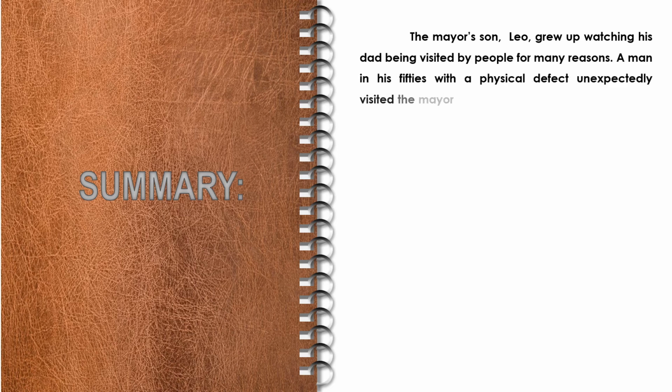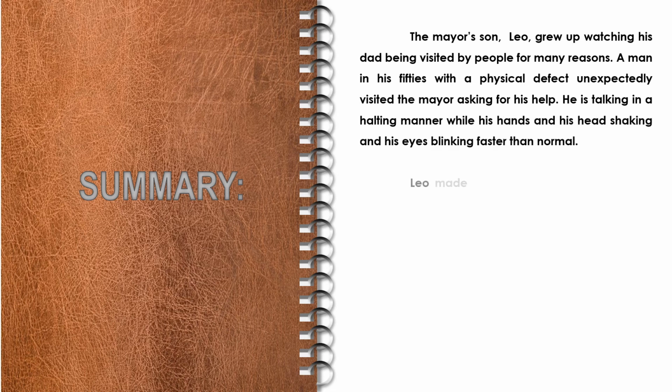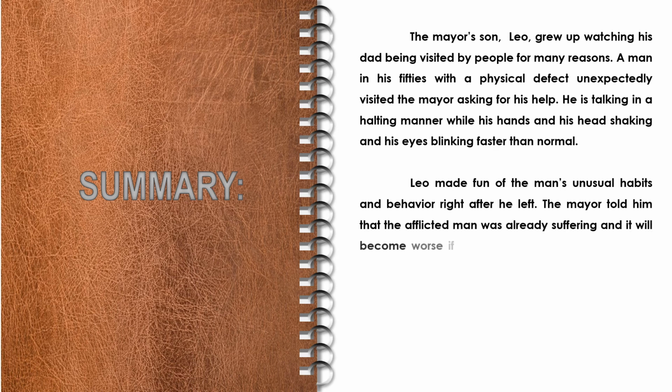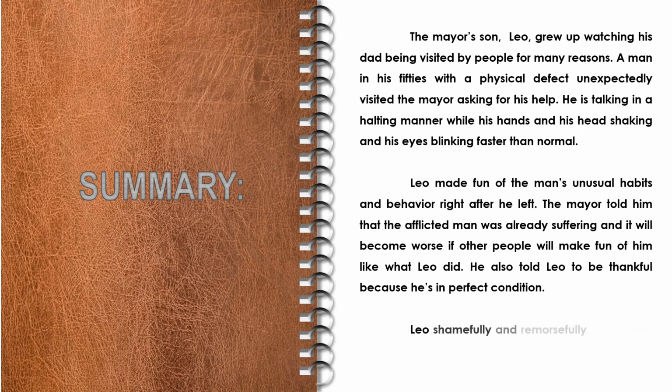Summary. The mayor's son, Leo, grew up watching his dad being visited by people for many reasons. A man in his 50s with a physical defect unexpectedly visited the mayor asking for his help. He was talking in a halting manner while his hands and his head were shaking and his eyes blinking faster than normal. Leo made fun of the man's unusual habits and behavior right after he left.